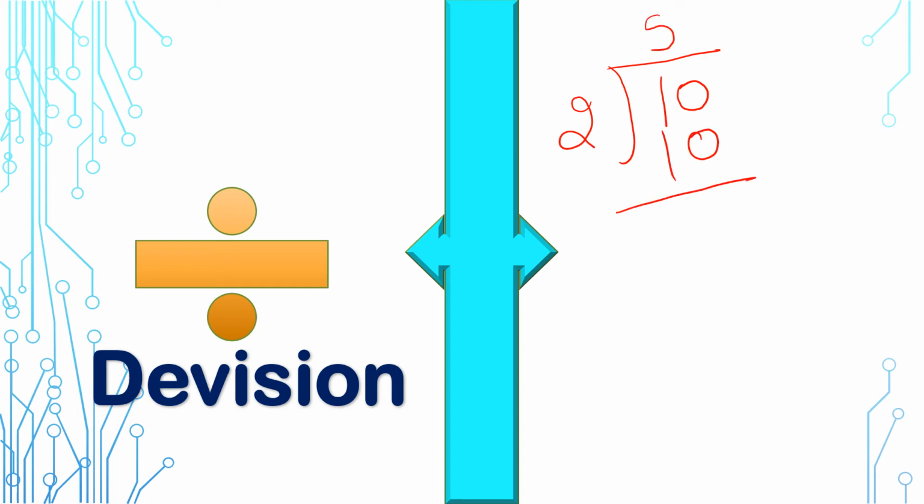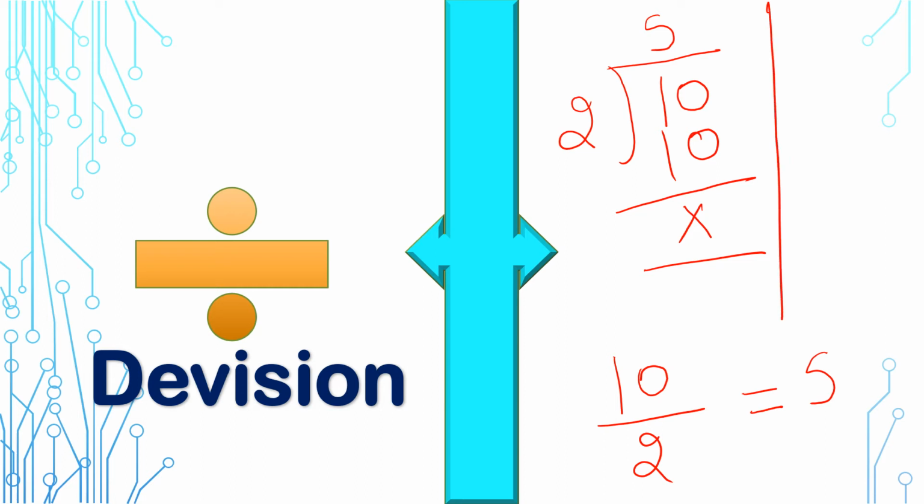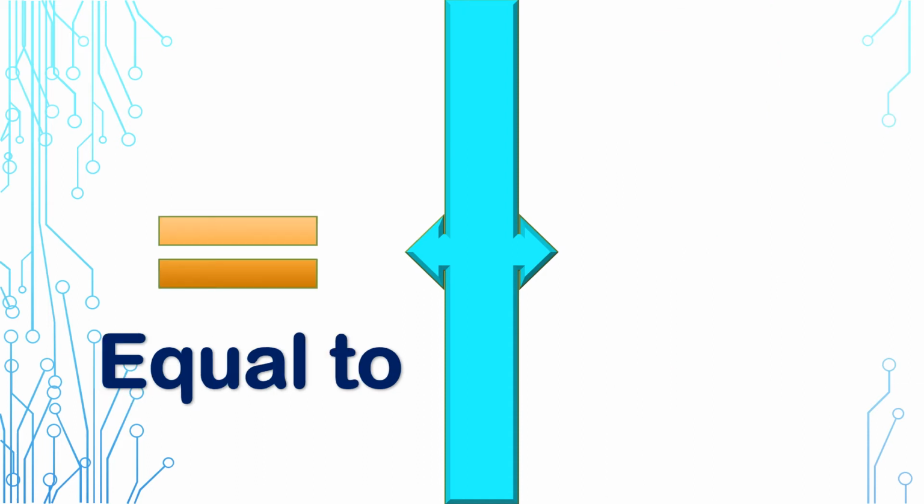Okay, so this is called division, or you can write it as 10 divided by 2 is equals to 5, or you can also write it as 10 divided by 2 which is equals to 5. All are correct. Okay, so this symbol is useful for division, to divide the number.